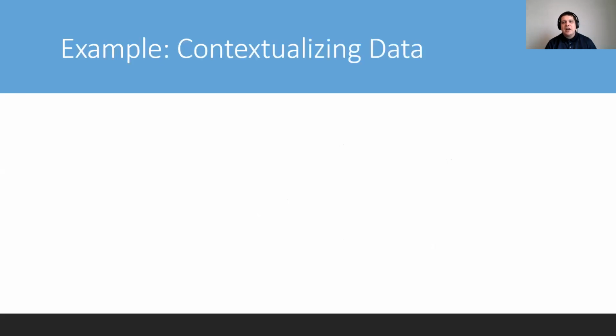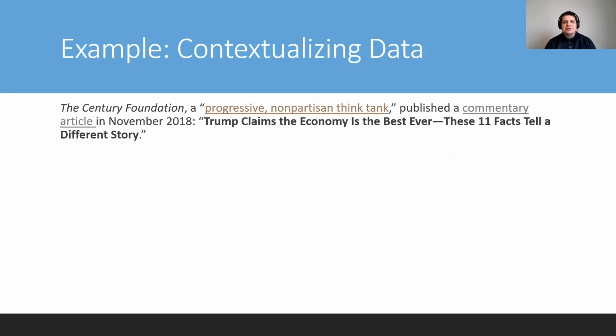So let me show you how context makes a difference in how we present data. This is from a commentary published in November 2018. This is around the time of the last midterm elections for Congress. And this is from the Century Foundation. They label themselves a progressive, nonpartisan think tank, which basically means they're pretty far left politically. And this is the title of their article: Trump claims the economy is the best ever. These 11 facts tell a different story.